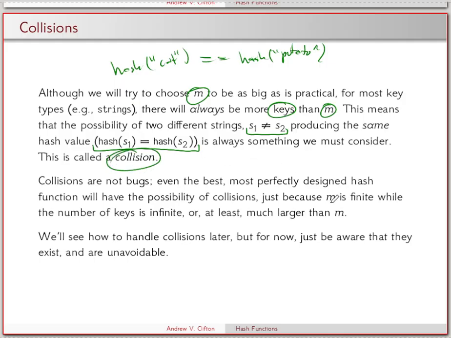Again, it's not that something is wrong with our hash function if we have collisions. We'll want to obviously minimize the number of collisions, but they're unavoidable. So we'll figure out how to handle them later, but just be aware for right now that they do exist. That is a thing that can happen. It's not something where we screwed up. It's just the nature of what we're trying to build here.